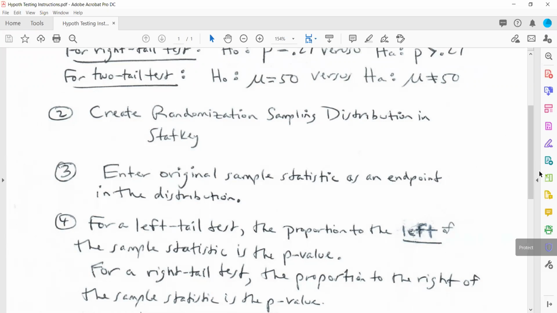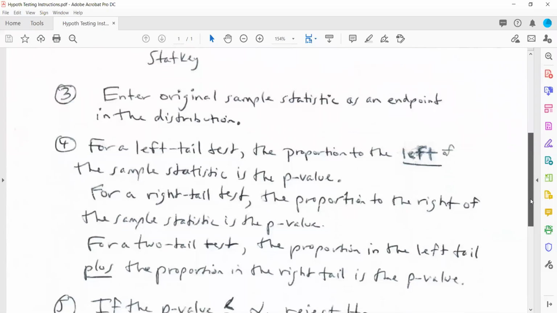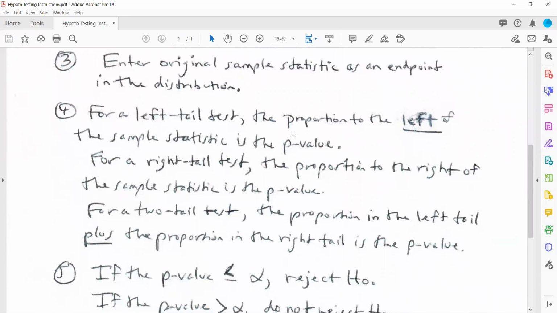And then you're going to look at the following. For a left tail test, the proportion to the left of the sample statistic is going to be called the p-value. I'll define what a p-value is in a minute. For a right tail test, the proportion to the right of the sample statistic is the p-value. And for a two tail test, you're going to take the proportions in the left and the right tails, add them up, and that'll be the p-value.